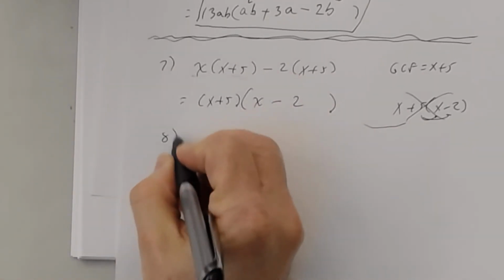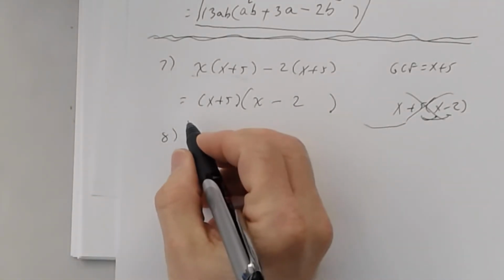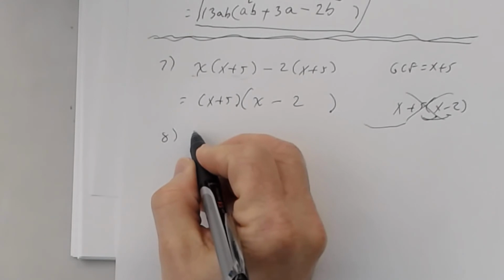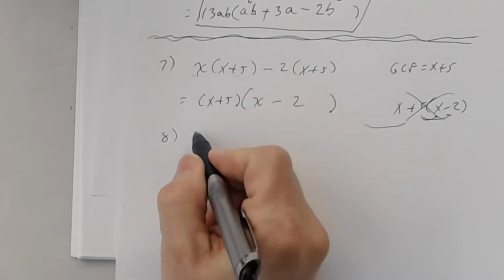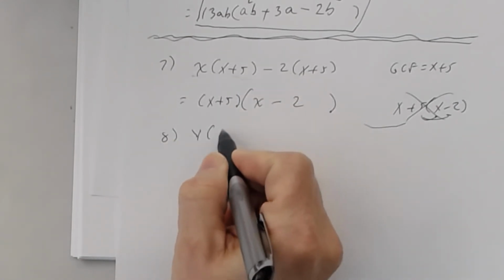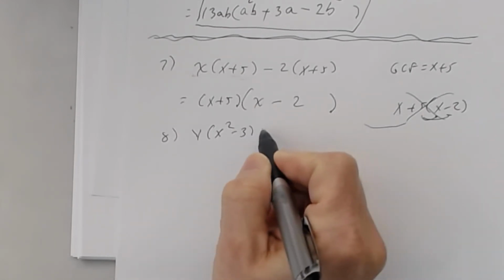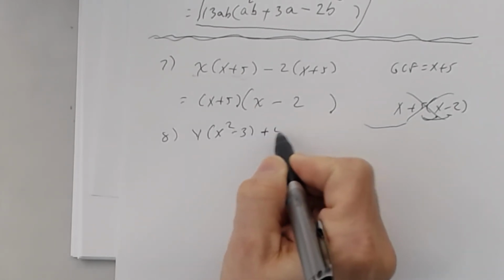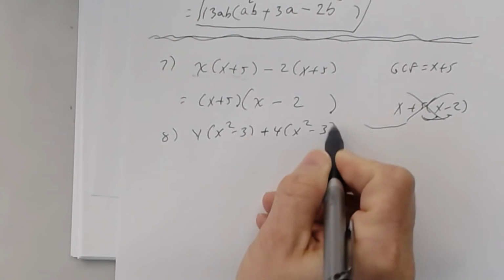Let's look at another one. You tend to get better at this when you do a few more. Let's look at this one. And you tell me what you think the GCF is. It's going to look just like this one. Y times x squared minus 3 plus 4 times x squared minus 3.